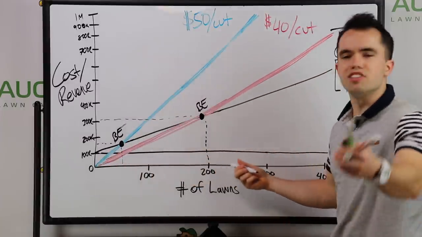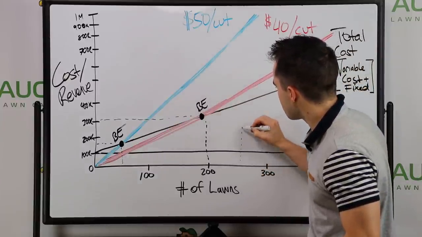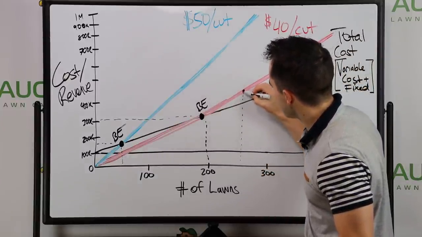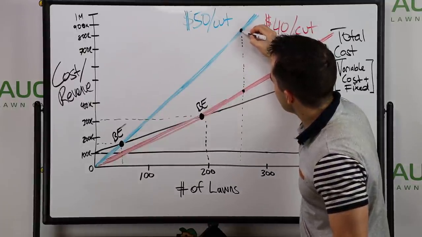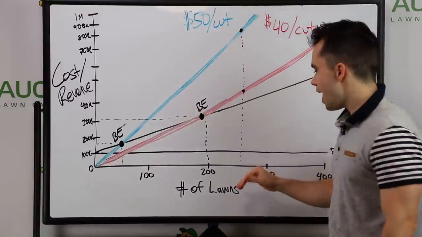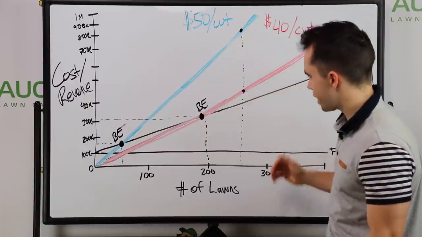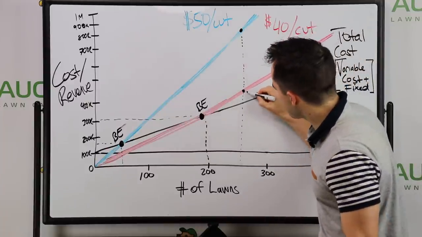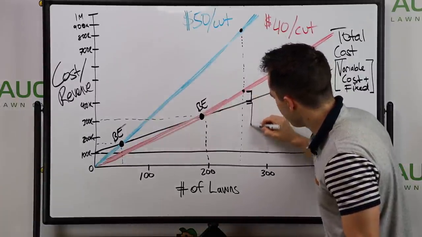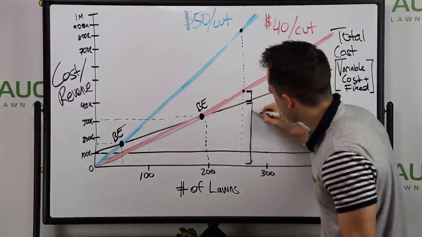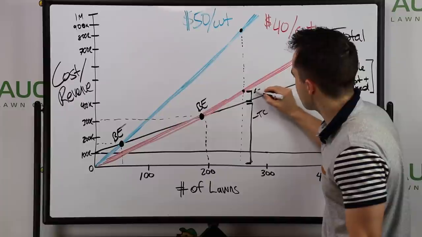Okay, so maybe in year three, we're at 250 lawns. Let's just do the dotted line up to here. Boom. So our first point is going to be here, and then we go up all the way to here. And there's another point. So this is what's going to happen. If I have 250 lawns, and I'm using a $40 per cut price, this is going to be my profit margin right here. This from here down is my total cost. If I'm pricing at $40 per cut, this is my total cost, and this is going to be my profit.